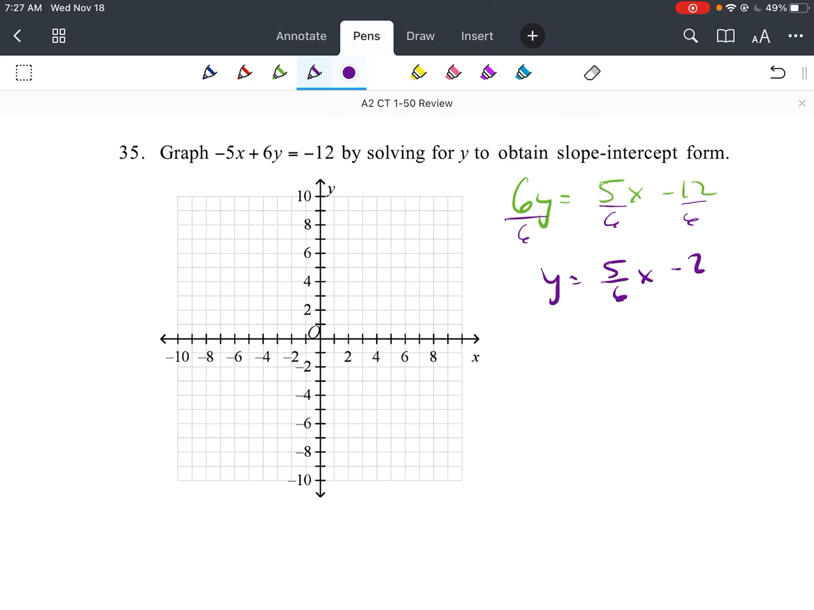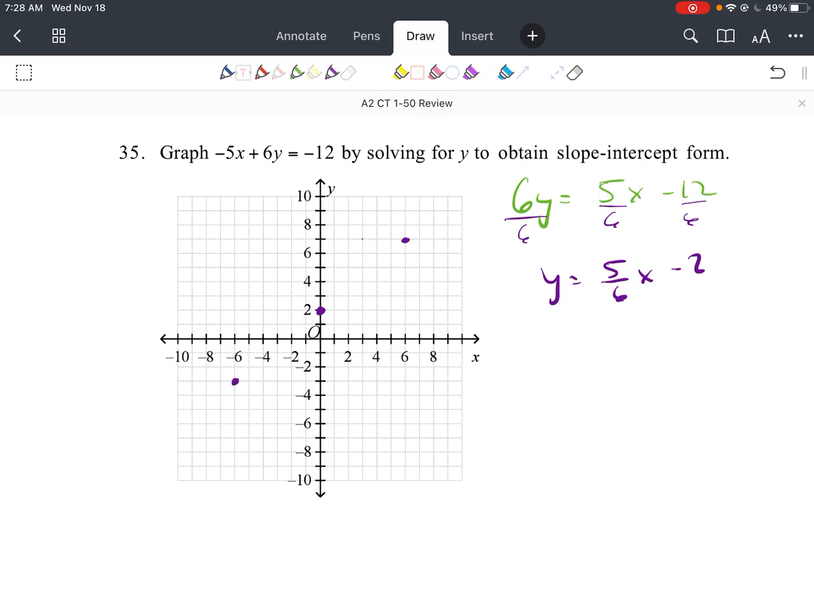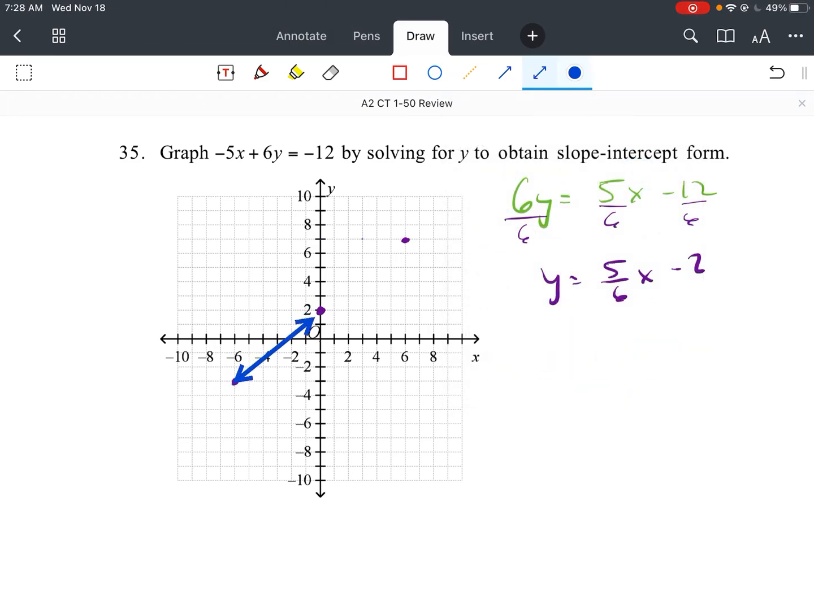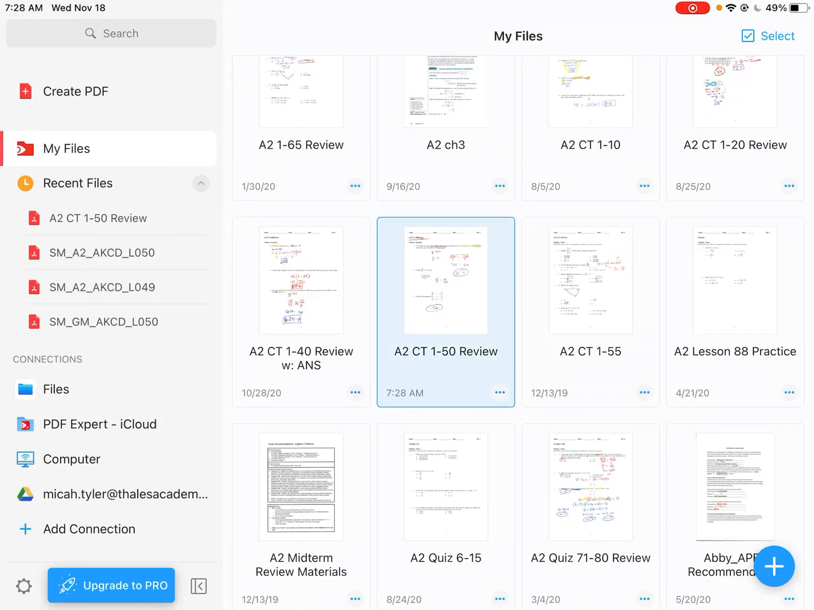Now, let's translate this to the graph. So this is going to be starting at negative 2, rise over run. So rise 5, 1, 2, 3, 4, 5. Run 6, 1, 2, 3, 4, 5, 6. Bam. Okay. Also, drop 5, 1, 2, 3, 4, 5, and run 6. Now, once you get your points in a line, let's connect the dots. And there she goes. Good stuff. Good work, everybody.